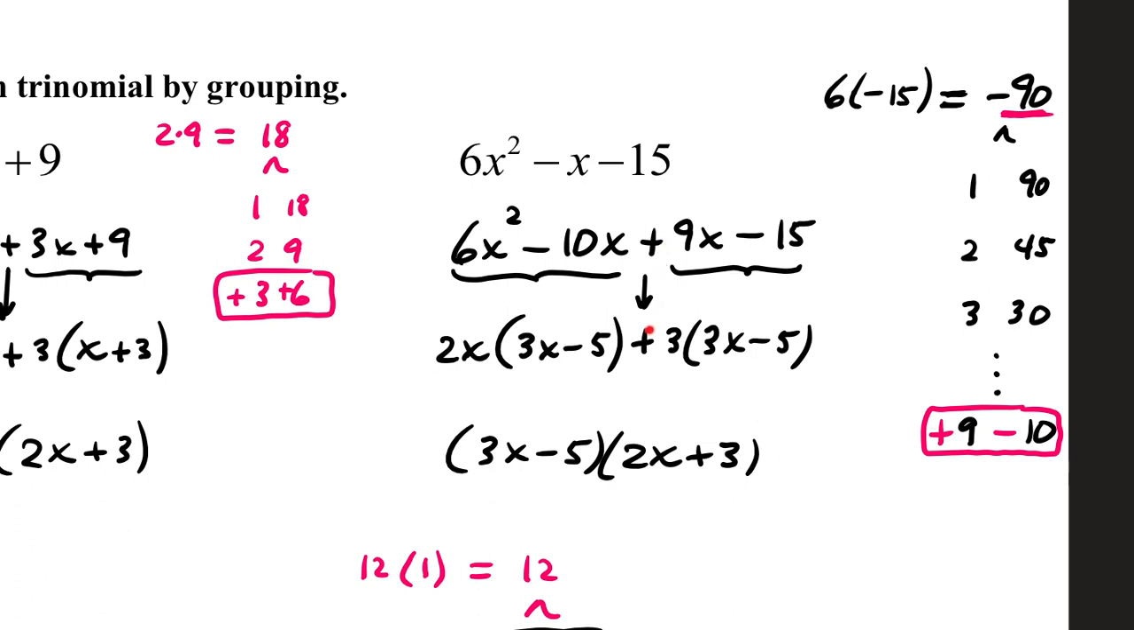Pull down your middle term. That's a positive. Both terms in the back are divisible by 3. 9x divided by 3 is 3x. Negative 15 divided by 3 is negative 5. We've created twin factors. Make a copy. And then 2x plus 3 will make up your other factor.